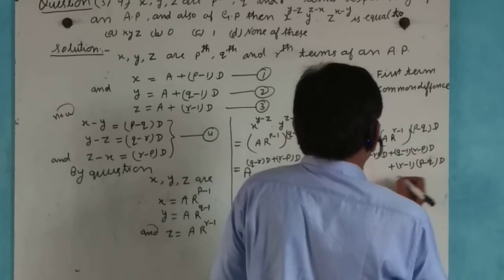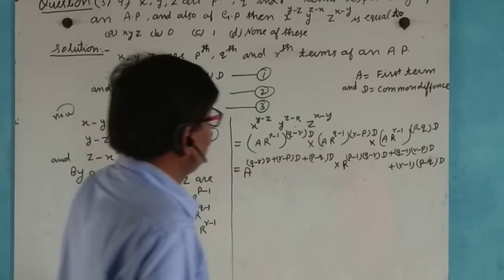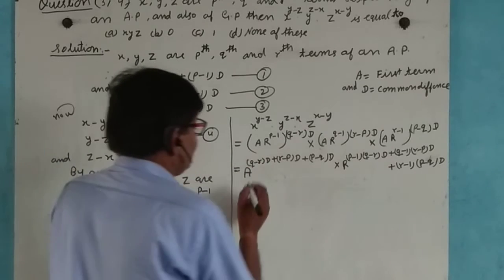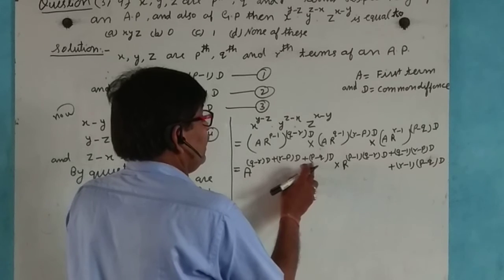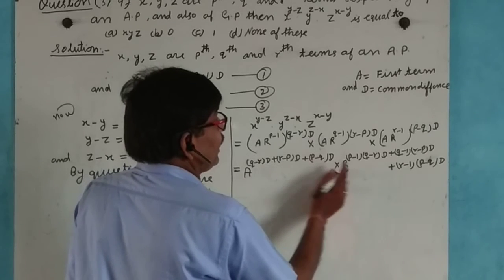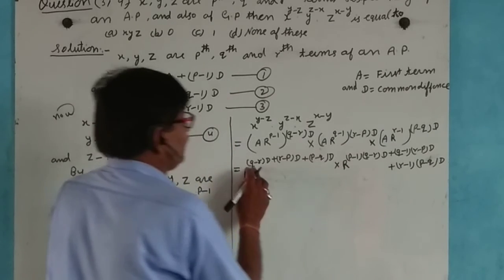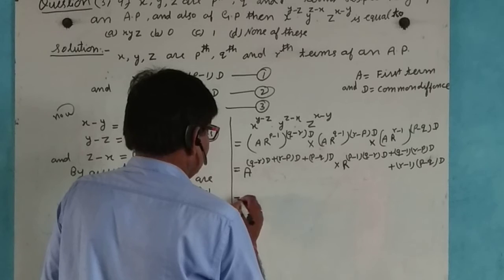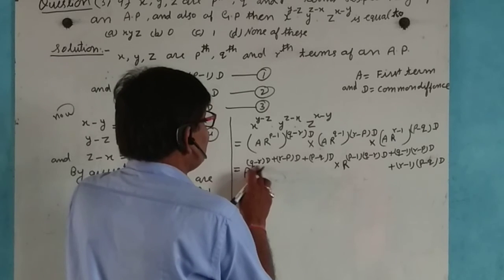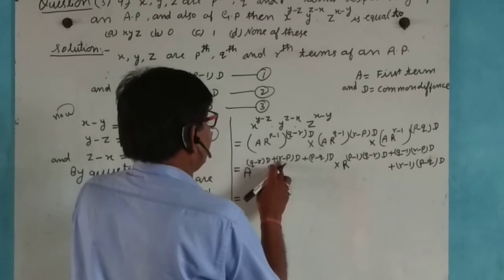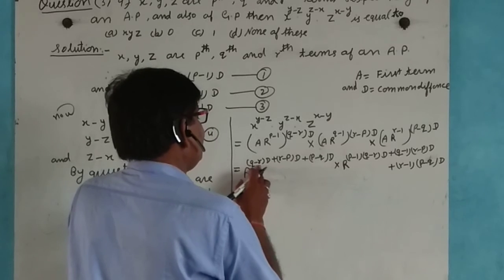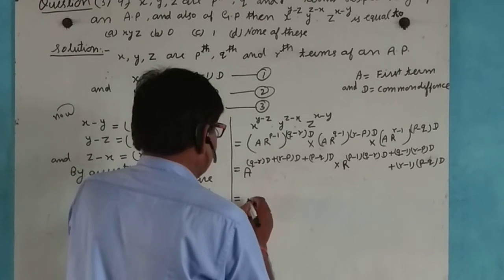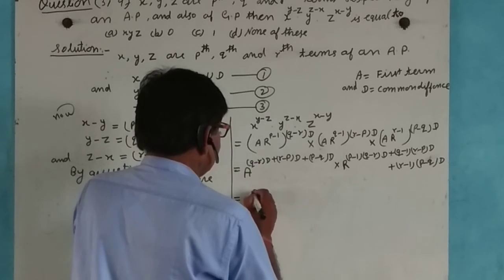Now in this case we take the common D. Here if we take the common D, then Q minus R, R minus P and P minus Q sum becomes 0, so that A to the power 0.